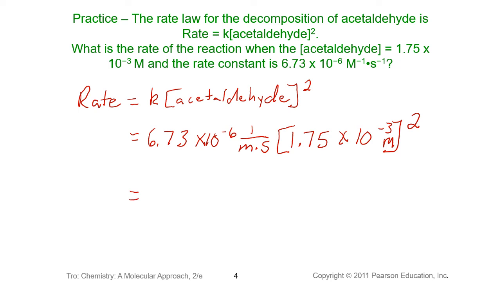And so our rate is equal to 2.06 times 10 to the -11th molarity per second. If we look at our units, we're going to end up with molarity squared from the concentration. That'll cancel with 1 molarity. And so we end up with molarity over seconds as our rate, which is what we would expect because it's a quantity, molarity over time.